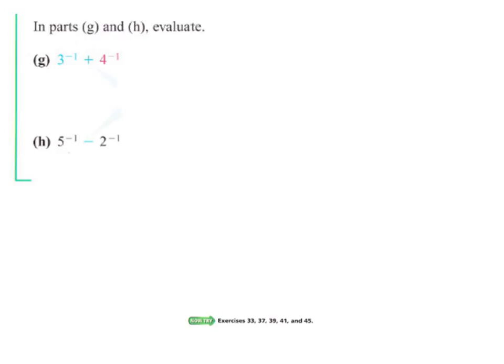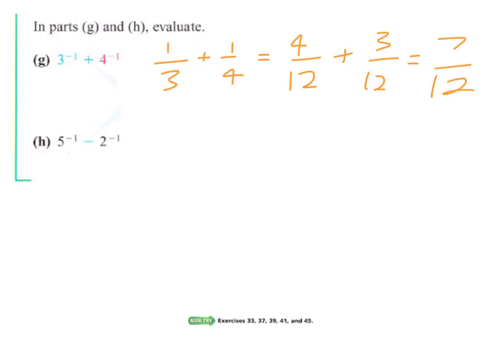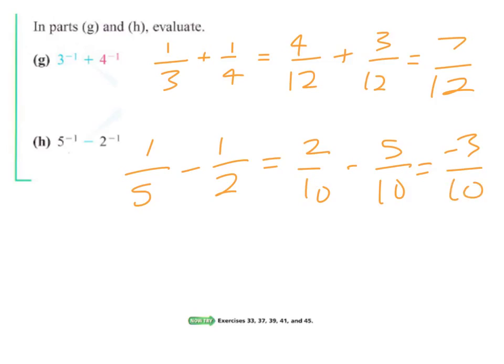Looking at these, 3 to the negative 1 would be 1/3, 4 to the negative 1 is 1/4. 1/3 is the same as 4/12, 1/4 is the same as 3/12, so we get a total of 7/12. Very similar here, we get 1/5 minus 1/2. 1/5 is 2/10. 1/2 is 5/10. So we get a negative 3/10 for that one.